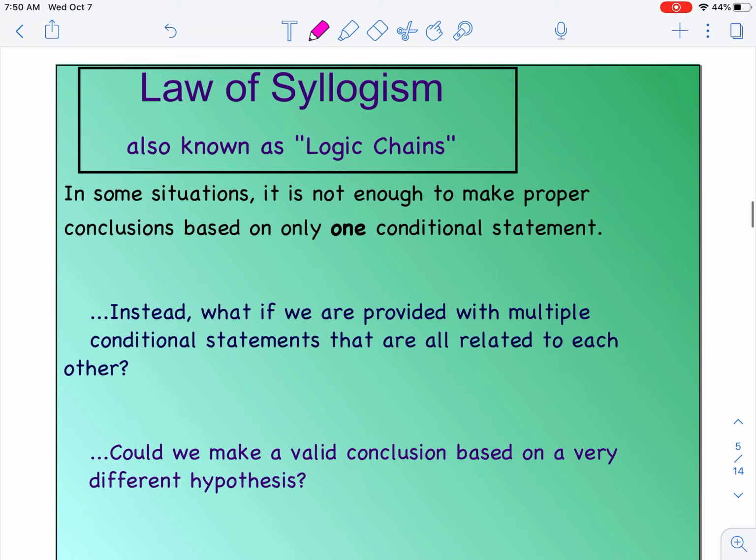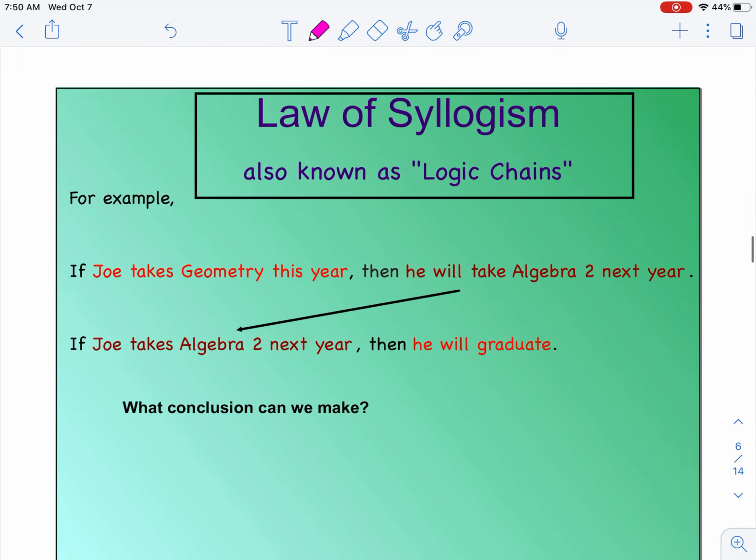Now let's look at the law of syllogism. These are also known as logic chains. In some situations, it's not enough to make proper conclusions based on only one conditional statement. Instead, what if we are provided with multiple conditional statements that are all related to each other? Could we make a valid conclusion based on a very different hypothesis? So here's an example. If Joe takes geometry this year, then he will take algebra 2 next year. If Joe takes algebra 2 next year, then he will graduate. What conclusion can we make? Well, Joe takes geometry, then he takes algebra 2. And because he took algebra 2, then he will graduate.